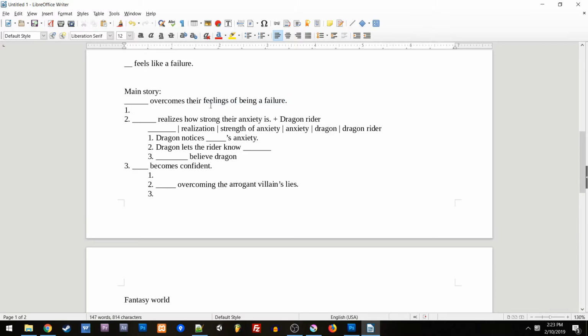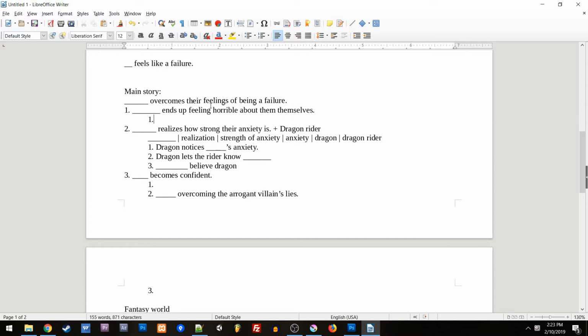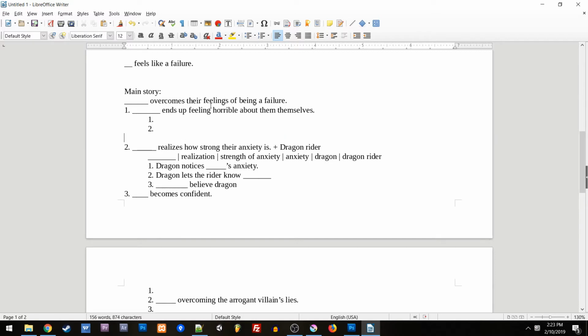And we could put this back over here. And that could be that the main character, and I'm just using a blank for the main character, we haven't determined anything about the main character, ends up feeling horrible about themselves. So we need them to feel like a failure before we can have them recover from feeling like a failure. So it could be, if we're tying this in again, villain comes against blank, berating them.